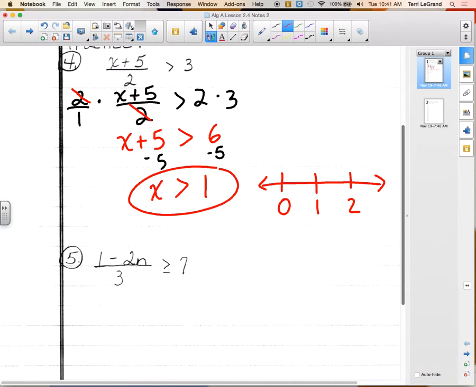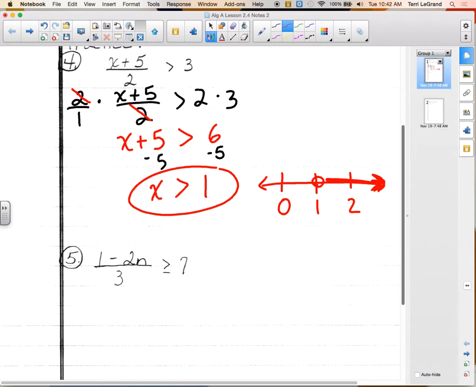Open or closed circle at that 1? Is 1 included in the solution set? No. No, so we have an open circle at 1. What numbers are included? Anything greater than 1. So which direction should we shade? Right. To the right. All the numbers greater than 1.